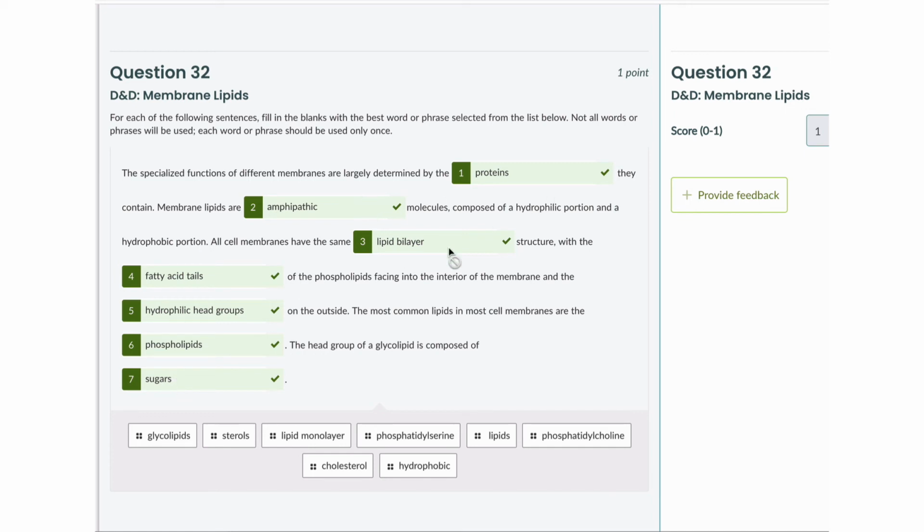Again, each of these is worth just a fraction of a point. So if you got one wrong, you could still get multiple points, but you may not get a full 1 out of 1 if you got any of these incorrect.